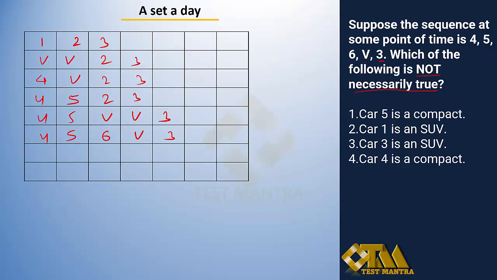Car 1 is an SUV. Initially we have identified car 1 is an SUV, then car 3 is an SUV. For 3 I cannot identify anything. Car 4 is a compact car. We have identified car 4 is a compact car. I cannot identify anything about car 3. Car 3 is an SUV. That is the thing which I cannot identify here.